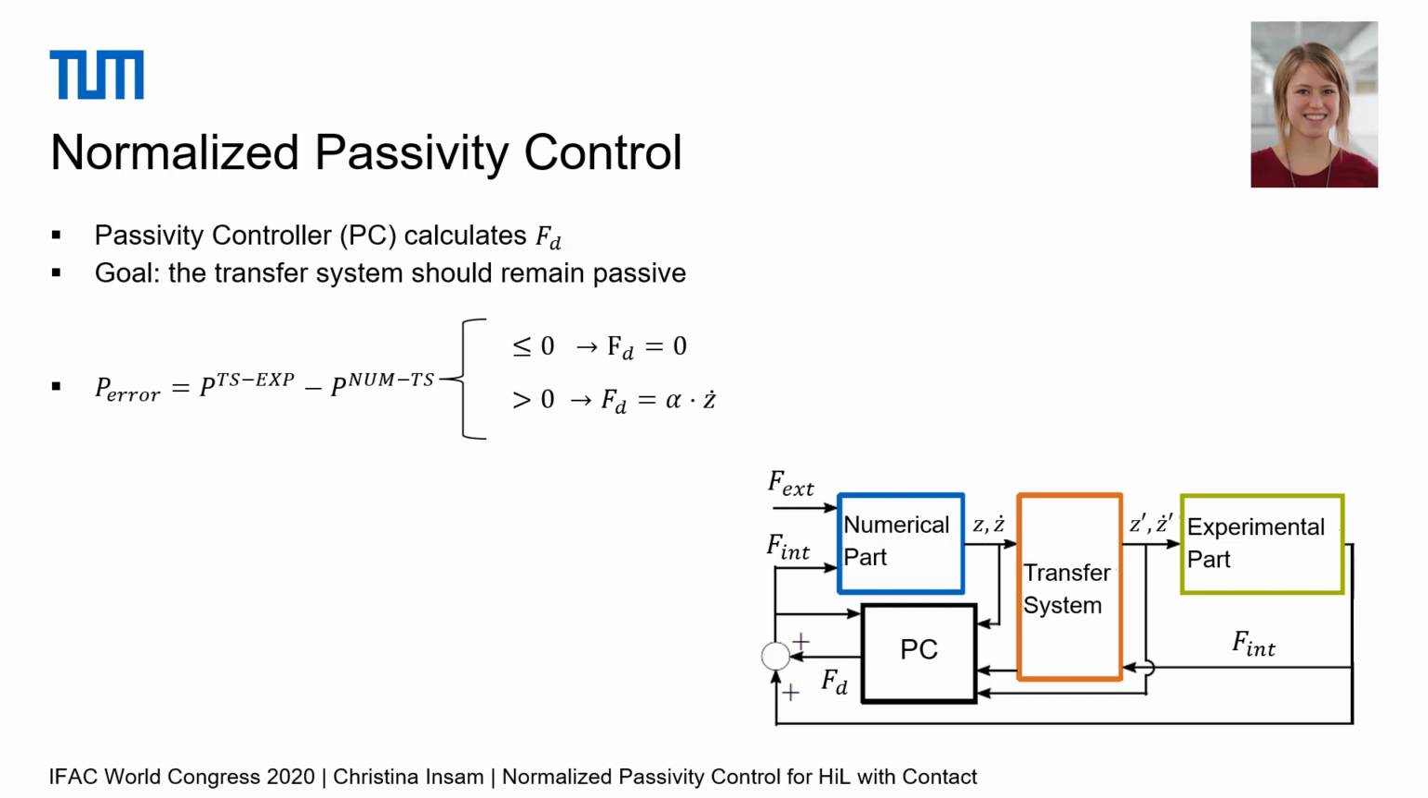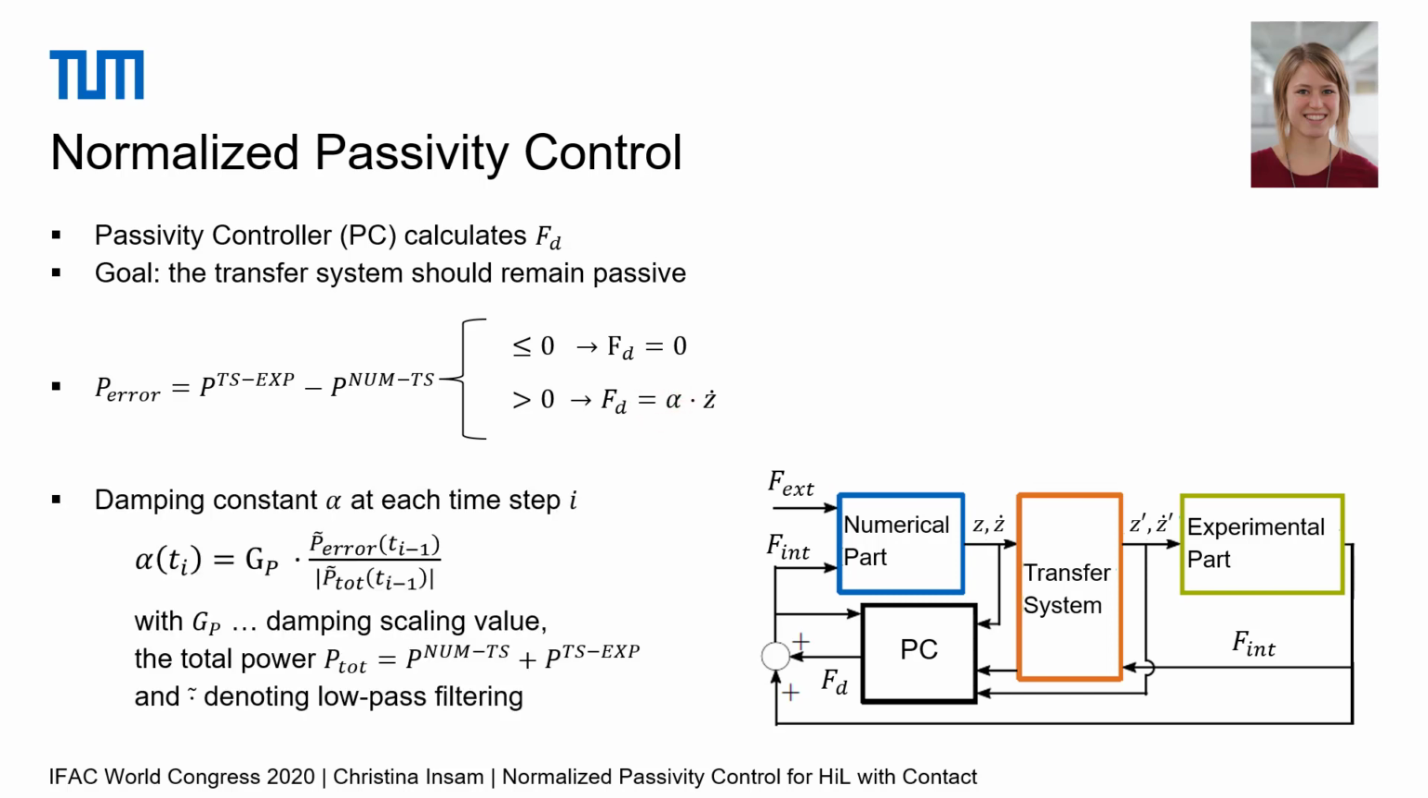If the error power is smaller than 0, the transfer system is passive and the passivity controller does not interfere. But if the error power is larger than 0, then the passivity controller introduces a damping force Fd. The damping force is calculated using the time-varying damping constant alpha. The damping constant is calculated by the damping scaling value Gp and the ratio between the error power and the total power in the system. The damping scaling value is the only parameter that can be tuned by hand, and its correct choice is important for the function of the normalized passivity control, which you will see in a bit.